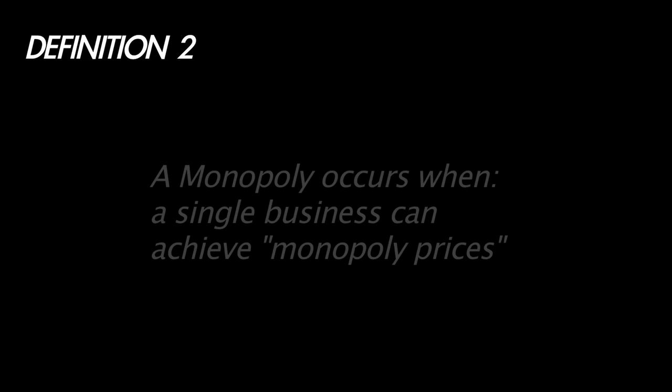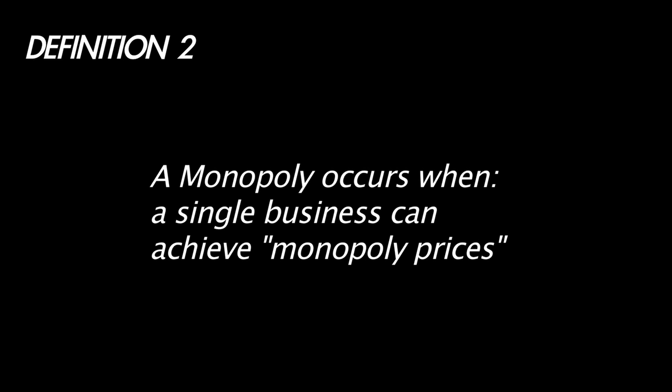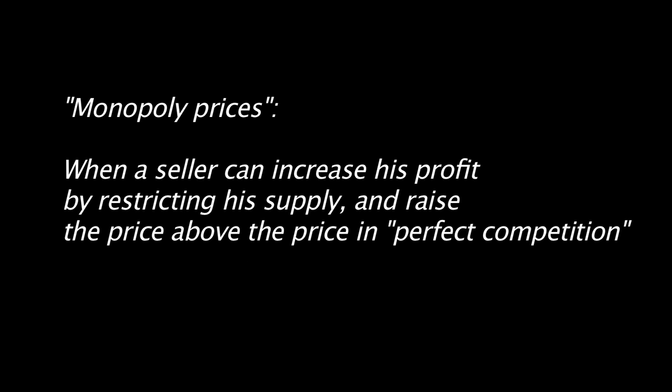With the first definition rendered useless to our study of the market, we can address the second definition, which goes as so. A monopoly occurs when a single business is able to achieve monopoly prices. Monopoly prices, these economists say, is when a seller can increase his profits by restricting his supply and at the same time setting the price of his good above the competitive market price that would occur in perfect competition.